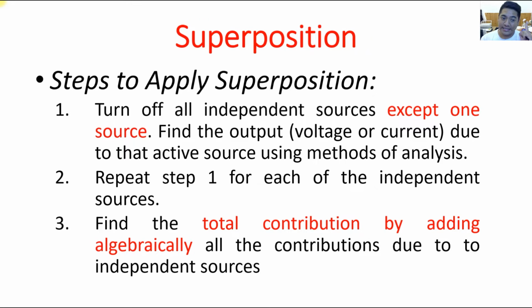V sub 1 is the voltage due to the first source, and V sub 2 is the voltage due to the second source. If you add that, that is the voltage that is being asked in the problem when both sources are on. Not open circuit, but turned on.